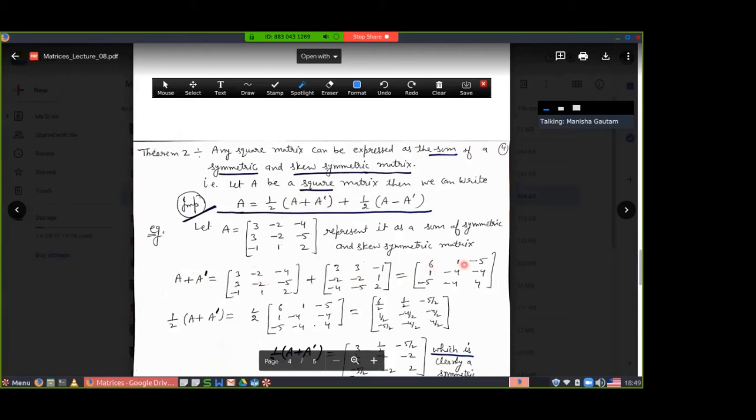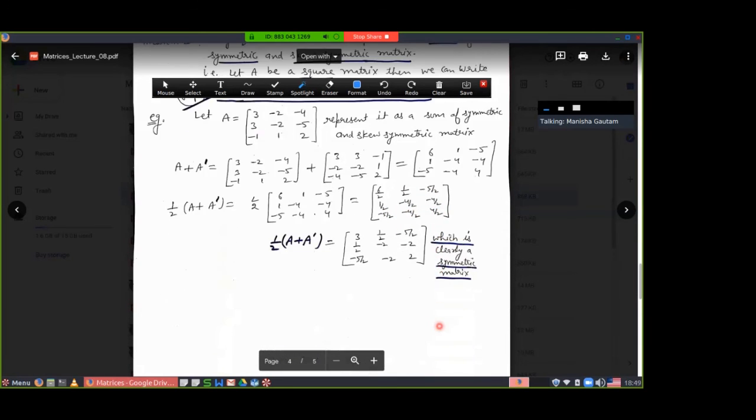then you are getting 6, 1, minus 5, 1, minus 4, minus 4, minus 5, minus 4, 4. Now half of this means each and every element of A plus A transpose is multiplied by 1 by 2, or you can say divided by 2. You will get 6 by 2, 1 by 2, minus 5 by 2, 1 by 2, minus 4 by 2, minus 4 by 2, minus 5 by 2, minus 4 by 2, 4 by 2. Now simplify it. 6 by 2 can be written as 3 and so on. All the elements will be this, which is clearly a symmetric matrix.